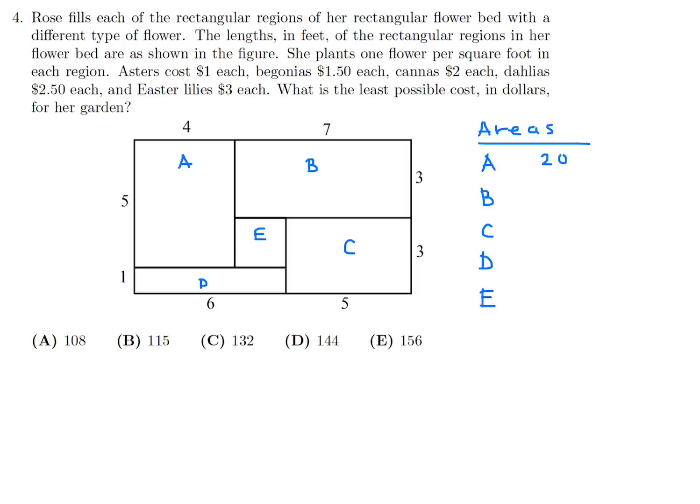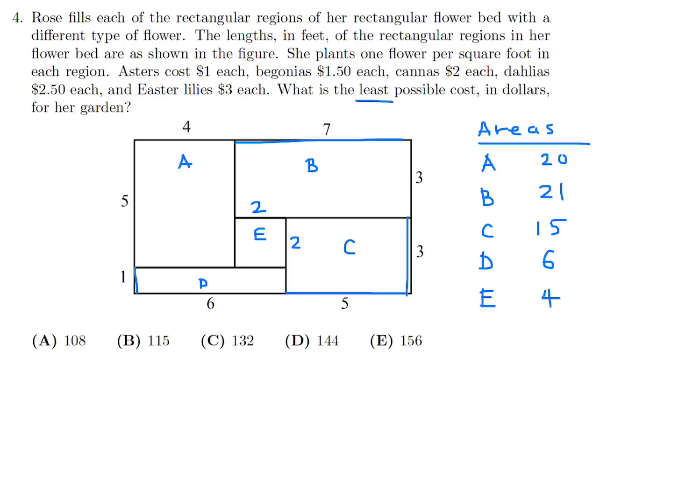B is 3 times 7, 21. C is 3 times 5, 15. D is 1 times 6, which is 6. And E, we have to figure out what the dimensions are. Well, that's 5 and that's 7, so this has to be 2. That's 3 and that's 1, so this has to be 2. So it's a 2 by 2 square, so the area is 4.